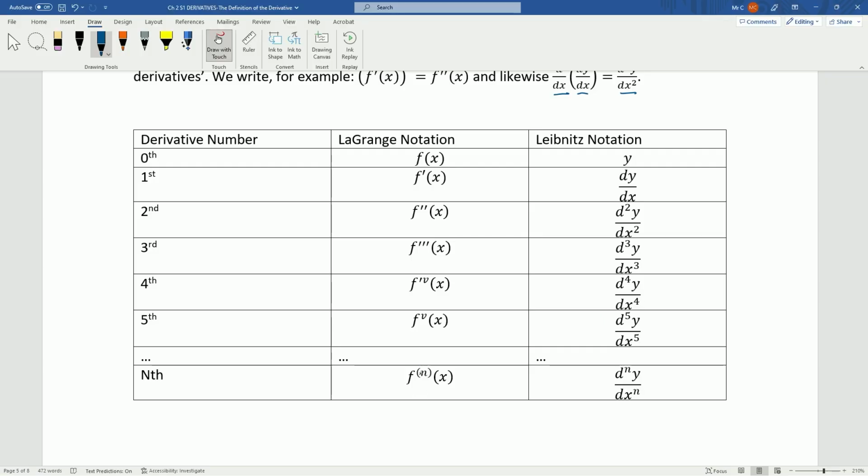Now, once we get to large values, typically what we'll do instead is write f parentheses n of x. So if I write it with parentheses, this is the 7th derivative. And it's important that the parentheses is there, because otherwise you'd mean an exponent, which would be a power, right? So the parentheses tells us it's not a power, it's a derivative. So just keep that in mind.